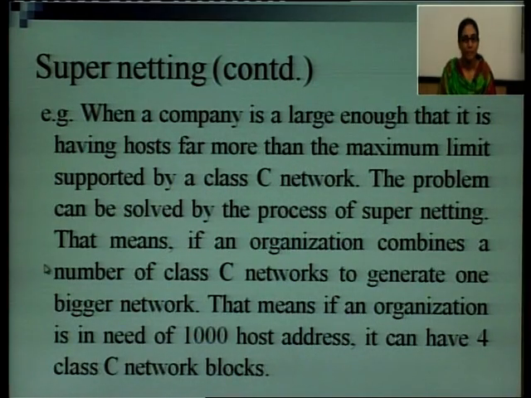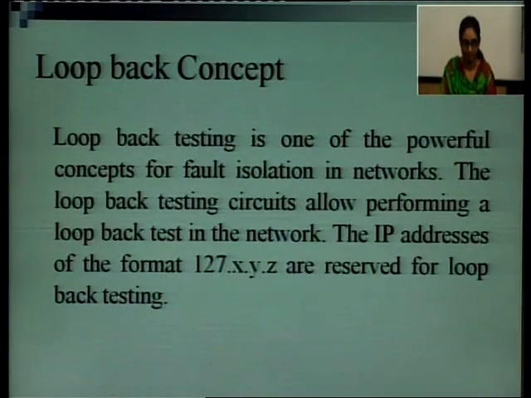Supernetting is used when a company is large enough and requires far more hosts than the maximum limit supported by a class C network. This problem can be solved by the process of supernetting. That means the organization combines a number of class C networks to generate one bigger network. Suppose the organization requires 1000 host addresses. It can simply combine 4 class C network blocks, because in case of class C we have only one byte which is used for the host ID.